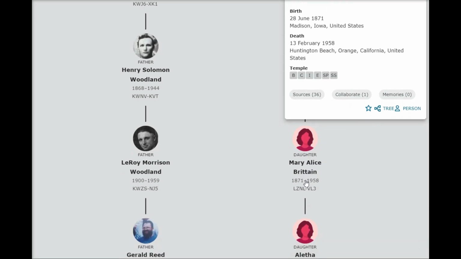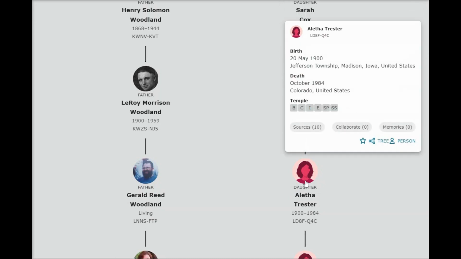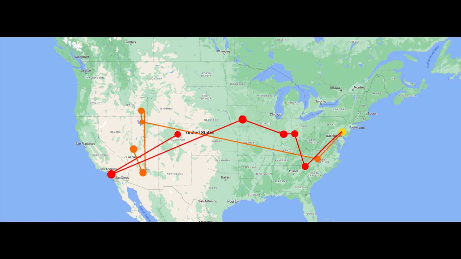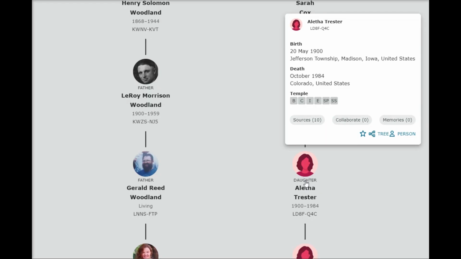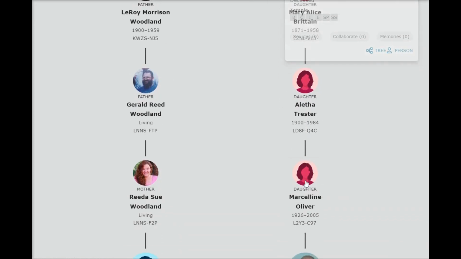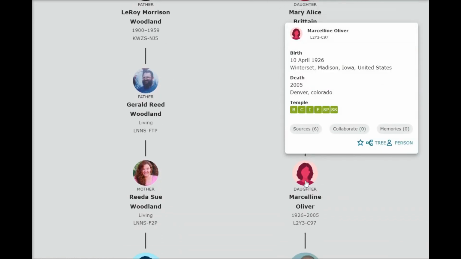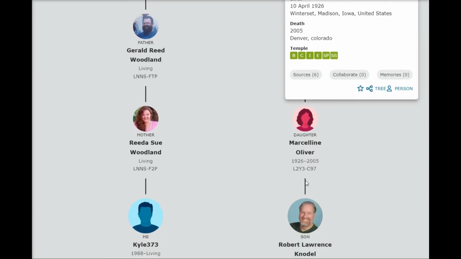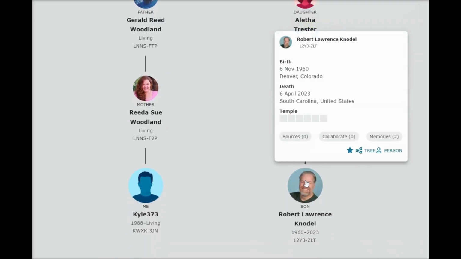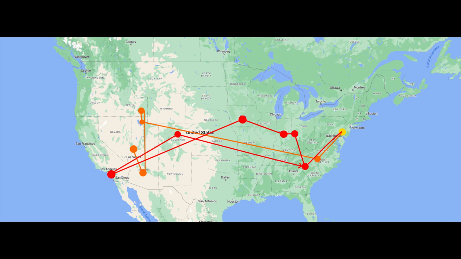Of the 10 kids was Aletha, Bob's grandma, who was born in Iowa and died in Colorado. Exactly what took them to Colorado, I don't know, but I do know that her sister Marie also went with her to Colorado. One of Aletha's daughters was Bob's mom Marceline, who was born in Iowa and died near her mom in Colorado. And this brings us to Bob, who was born in Denver, Colorado. And then he and his wife Cammie moved out to South Carolina. And exactly what inspired that move is something I'll have to ask Cammie about.